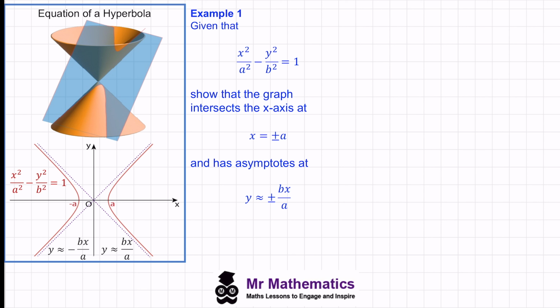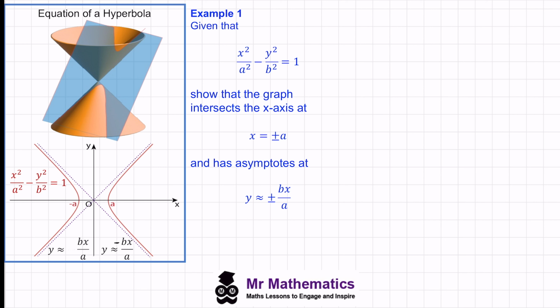And you can notice that the equation for the hyperbola is very similar to the equation of an ellipse, whereas this is a negative and for an ellipse this is a positive. So in example 1, given the general form of a hyperbola in Cartesian form, we're going to show that the intersections with the x-axis are at plus or minus a, and that it has asymptotes at y is approximately plus or minus bx over a.